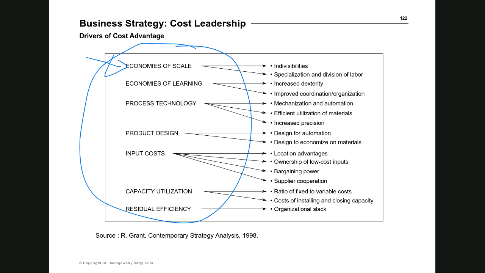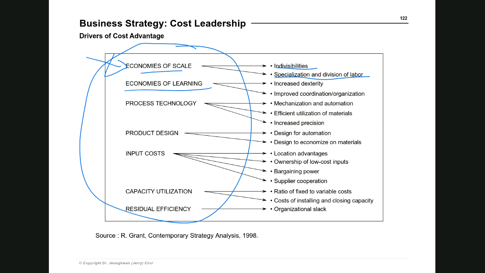So the economy of scale is in diversibility, specialization and the division of labor cost. When we improve the revenue and increase the volume of production, maybe we can reduce the production cost and operation cost. So the bigger, the better. Good, that's one.